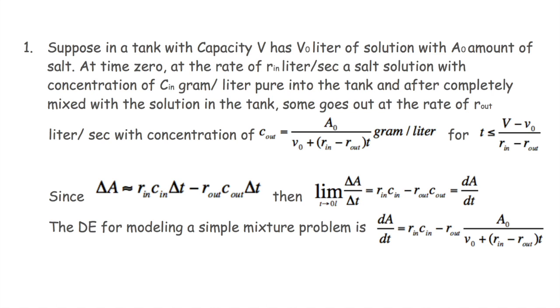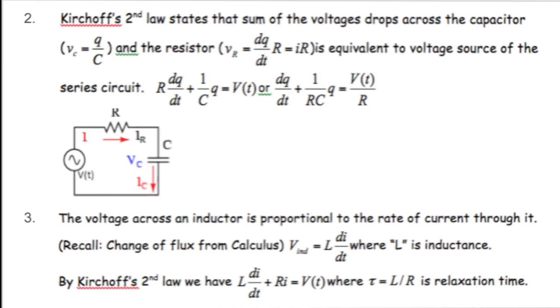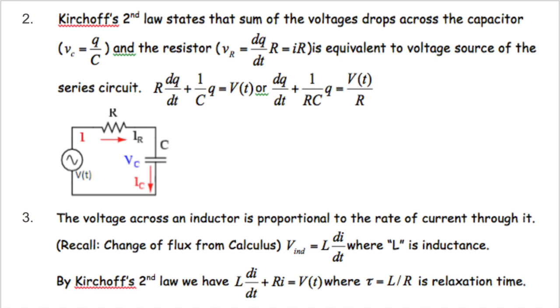The differential equation here becomes dA/dt = r_in times c_in minus r_out times A/(V_0 + t(r_in - r_out)). The second application is Kirchhoff's second law, which states that the sum of the voltage drop across the capacitor and the resistor is equivalent to the voltage source of the series circuit.